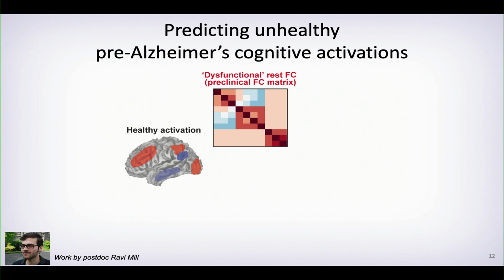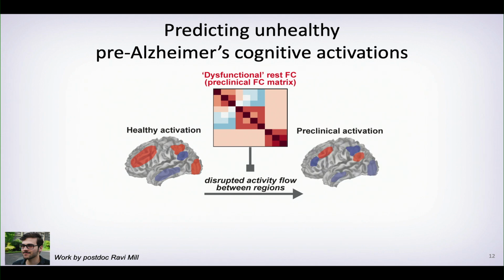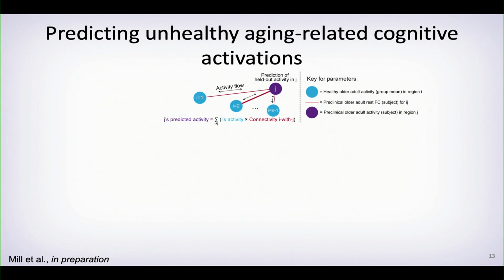And this is on the way to getting to behavior, since the activations are tied more closely to behavior than the connectivity measures. And so we have this disruption in the activity flow that we can see in the connectivity, and then we want to see if that transforms when we run these little simulations, these activity flow mappings. Does that give accurate predictions of what the preclinical activations look like? So it's the same basic algorithm as I described before, with a twist.